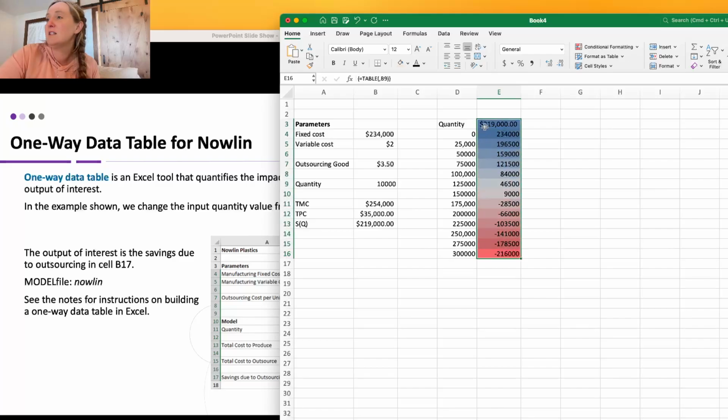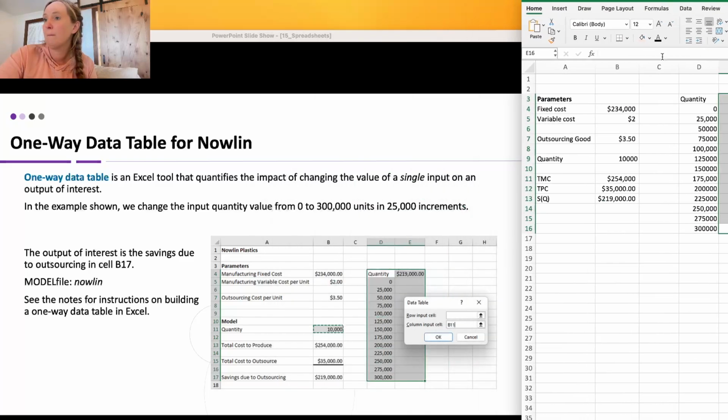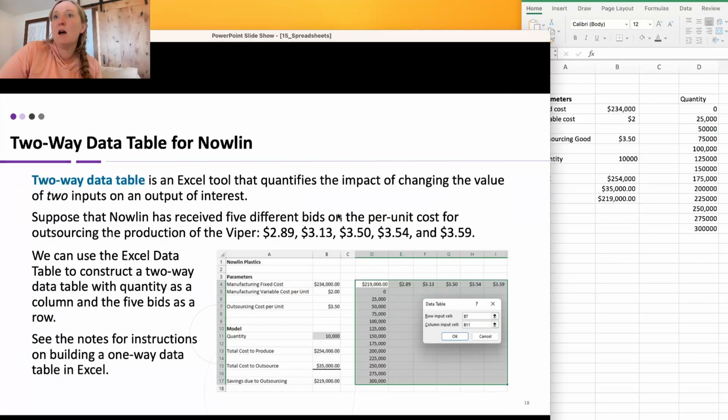So now let's move on to the next one. Clear content. Then the next question might be, that's not the only bid that came in. They were looking at various different bids to buy from, and there were quite a few different bids for this particular plastic company: $2.89, $3.00, $3.13, $3.50, $3.54, $3.59.